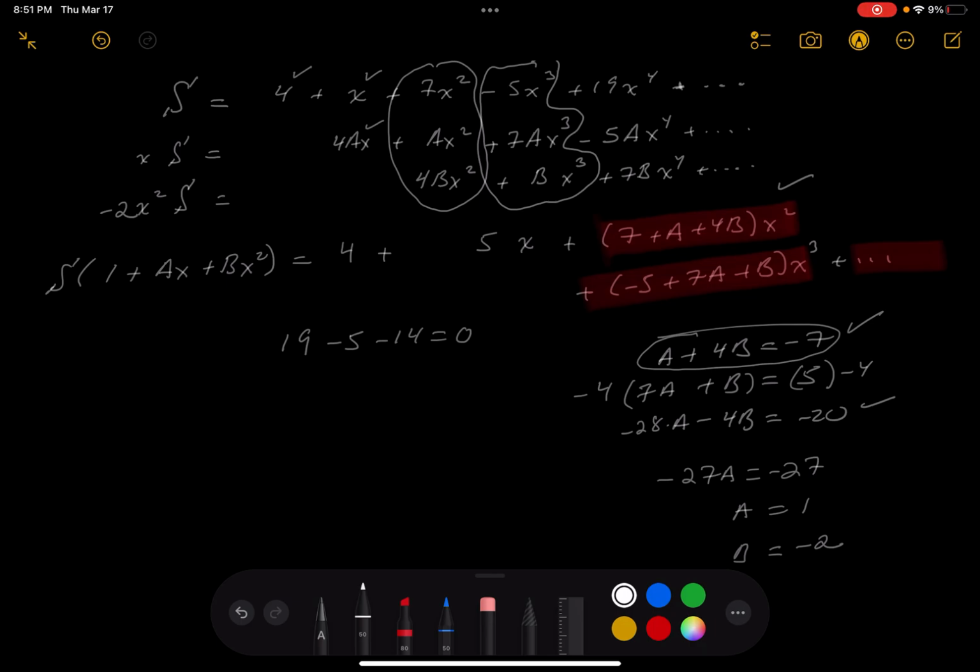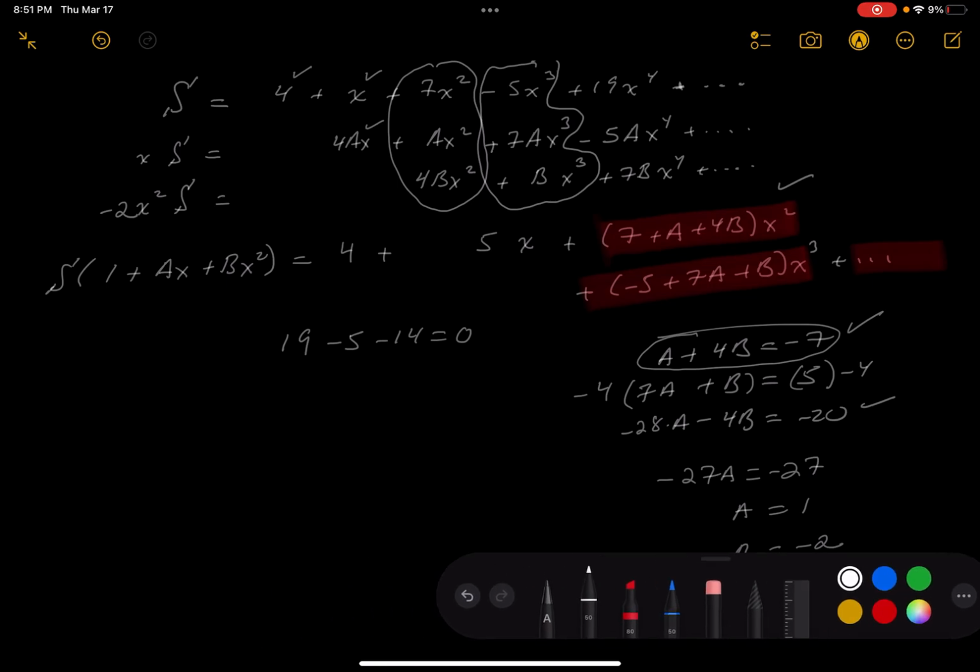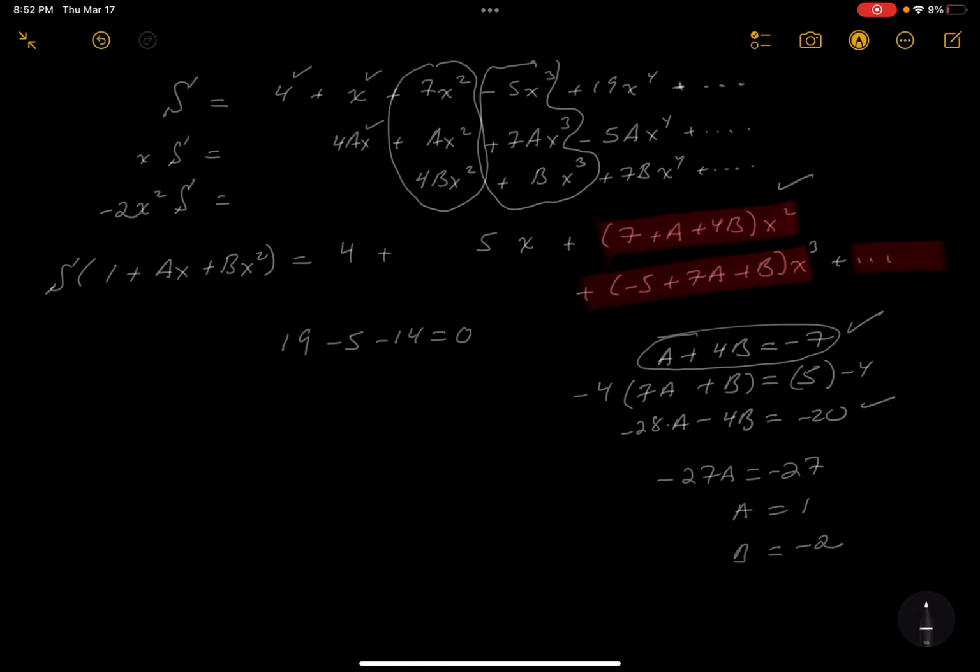So now I know, let me write this over here, what s is. S will be equal to 4 plus 5x. I have that here. Everything else disappears, by the way. And I divide it by this. What am I dividing by? 1 plus a, x, a is 1, minus 2x squared.